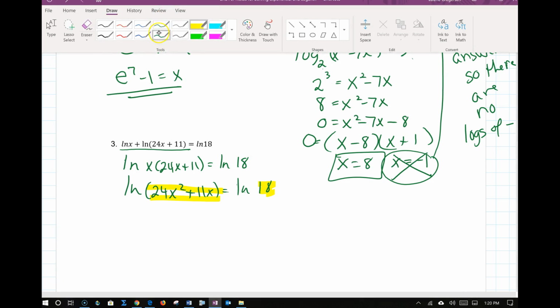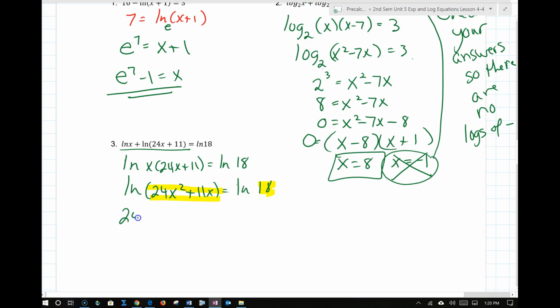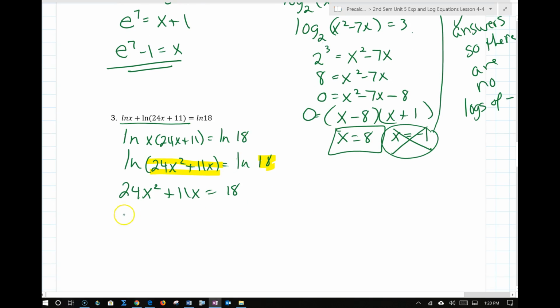So set them equal. So I got 24x squared plus 11x is equal to 18. So subtract the 18. So 24x squared plus 11x minus 18 is equal to 0. So now I'm going to factor it. All right. Hint, now, you're going to use 8 and 3. So I got 8x and a 3x.